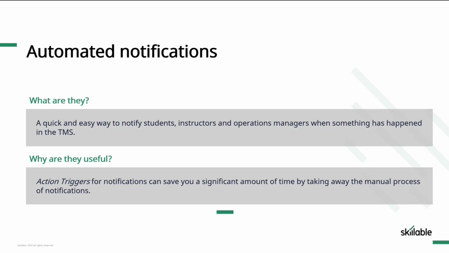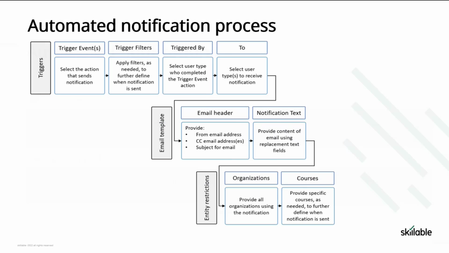So let's look at a little bit more of the framework behind building your notification process. With any notification process, we have a trigger, and a trigger can be an event or it can be a time. We need to also understand what the trigger filters are, so what notification is being sent, and then who triggers those notifications, and then finally, who do those notifications go to?